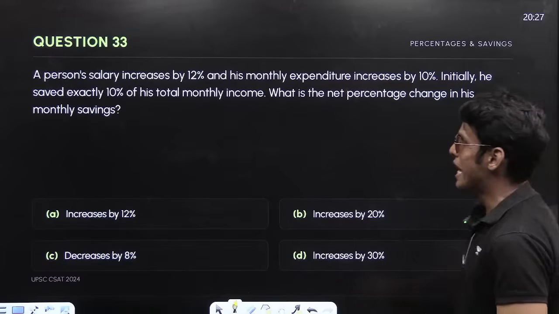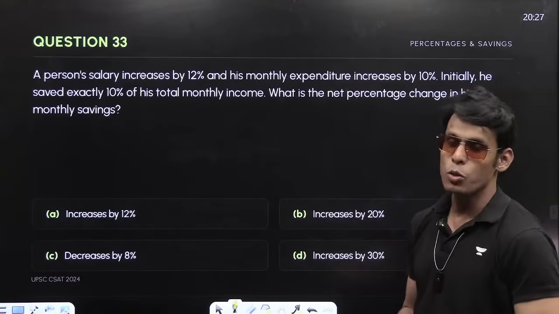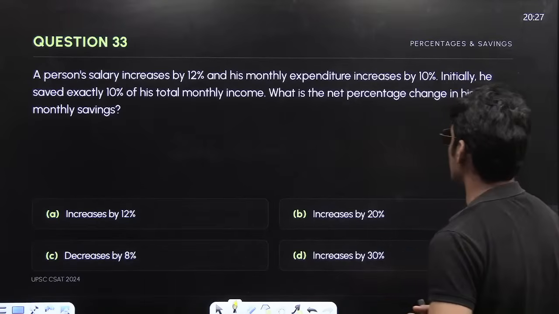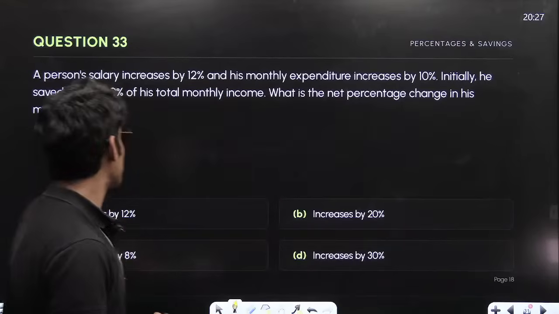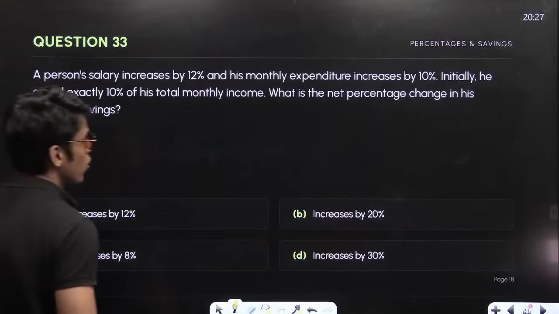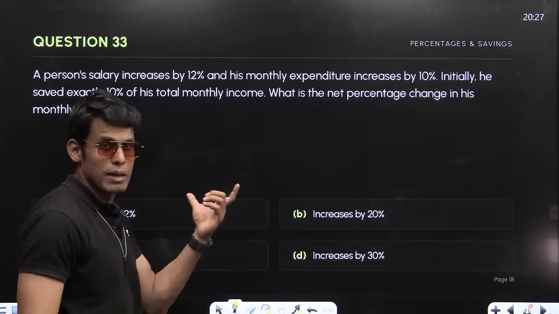A person's salary increases by 12%. In this recession, this is a huge sigh of relief. And his monthly expenditure increased by 10%. Initially, he saved exactly 10% of the total monthly income. What is the net percentage change in his monthly savings? This is a very important thing.